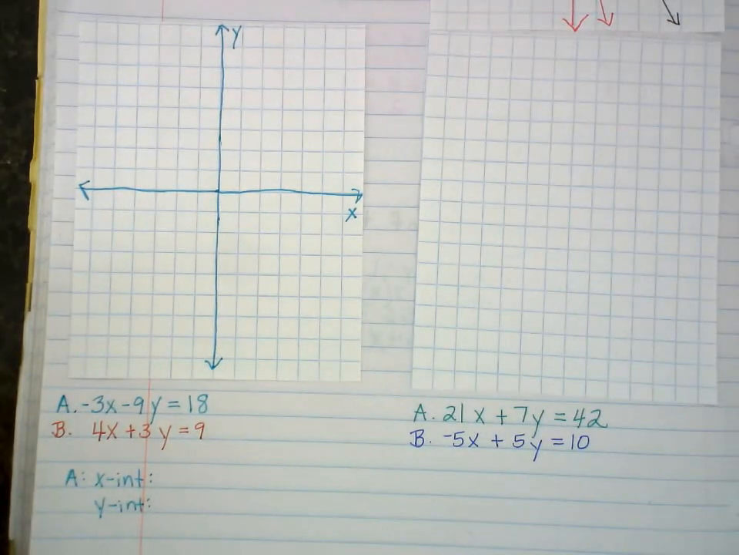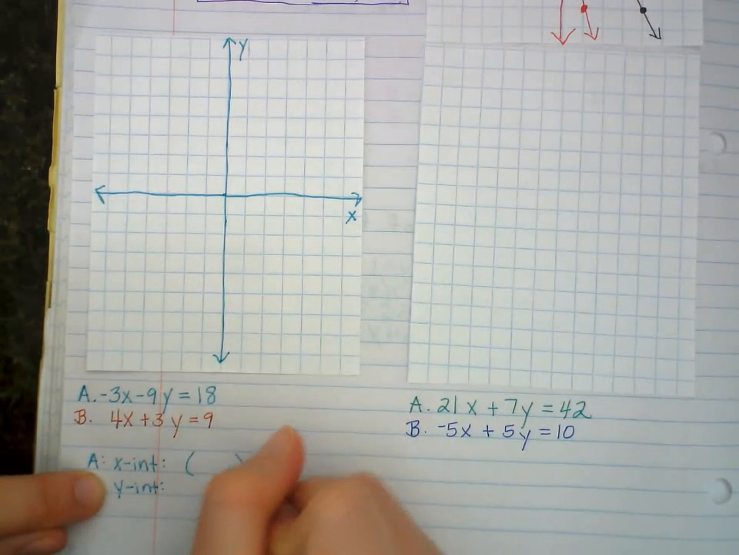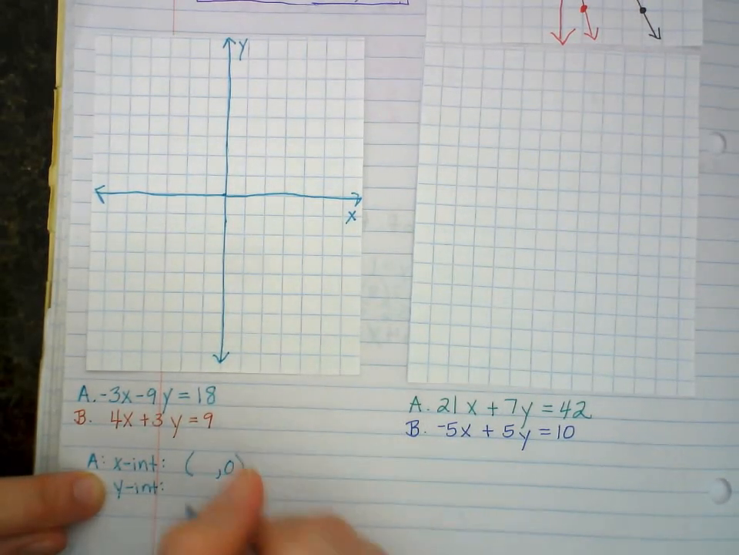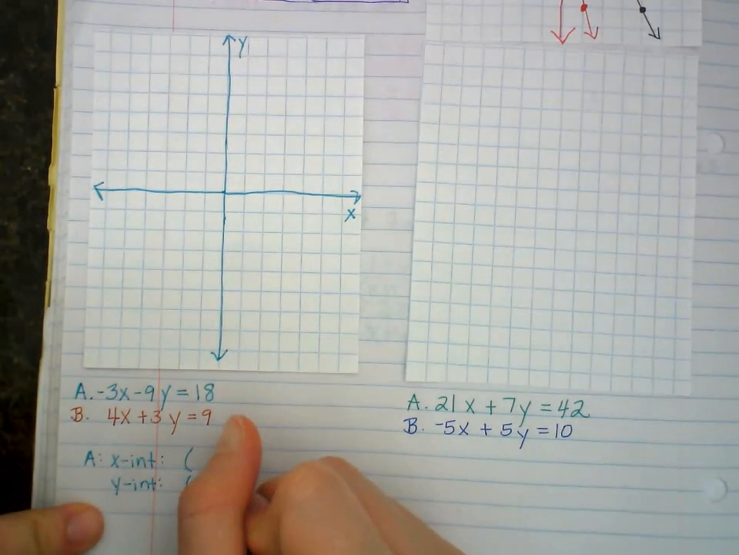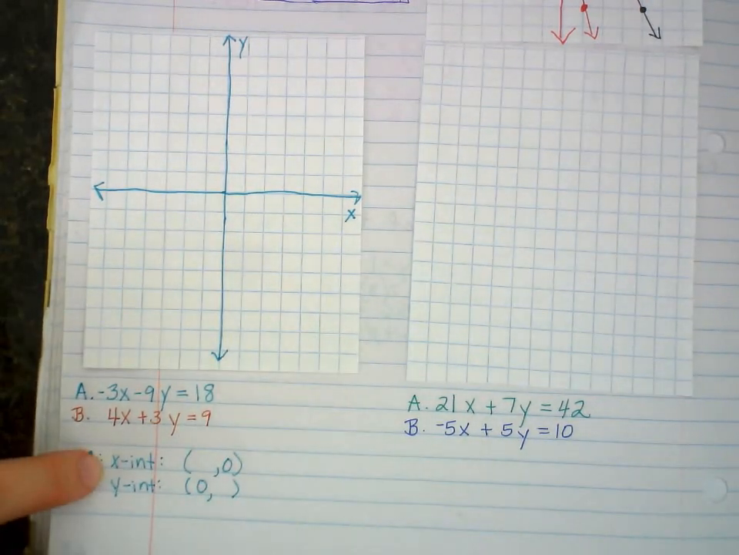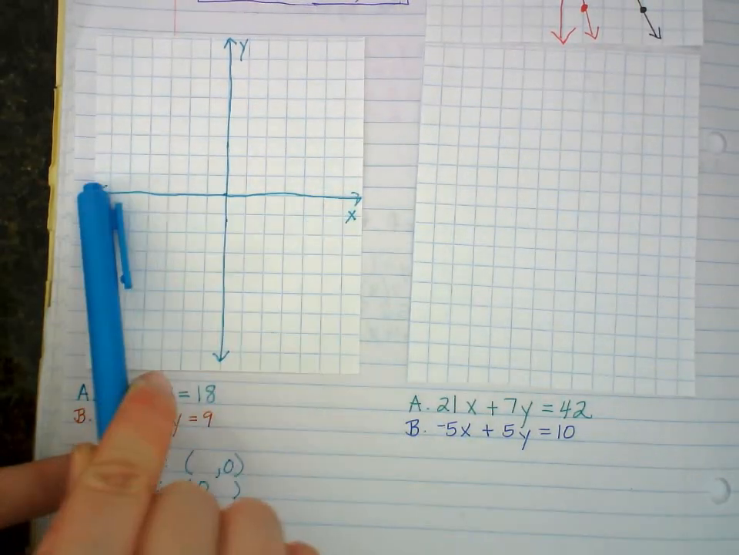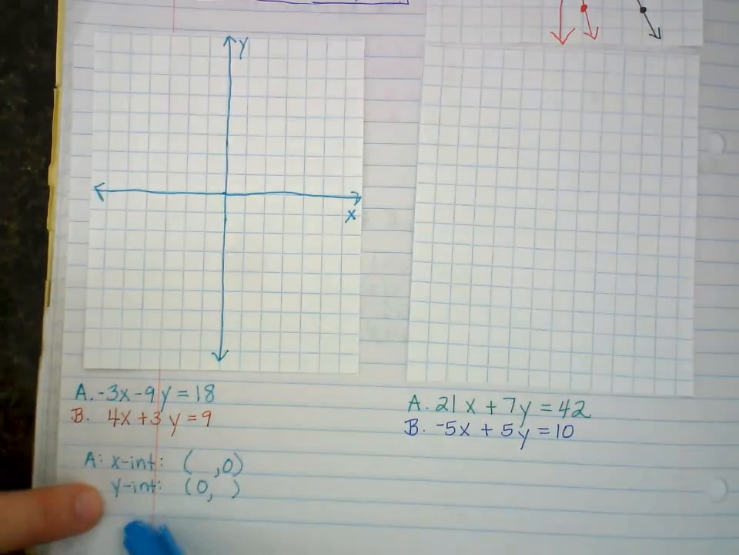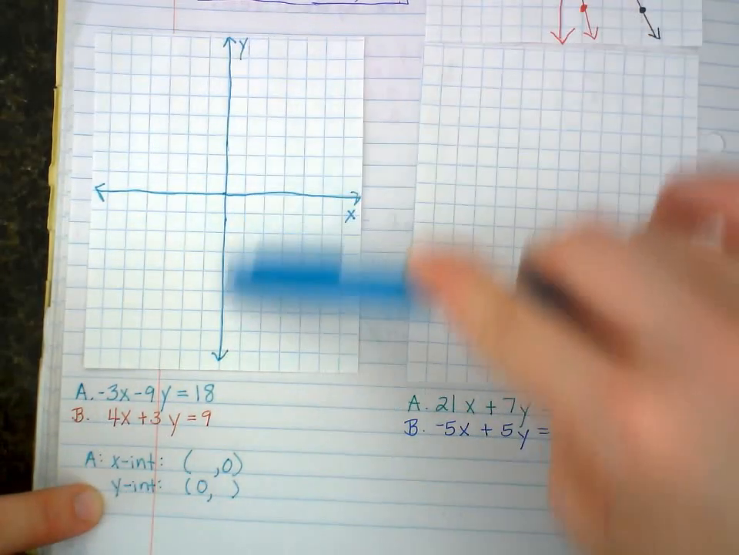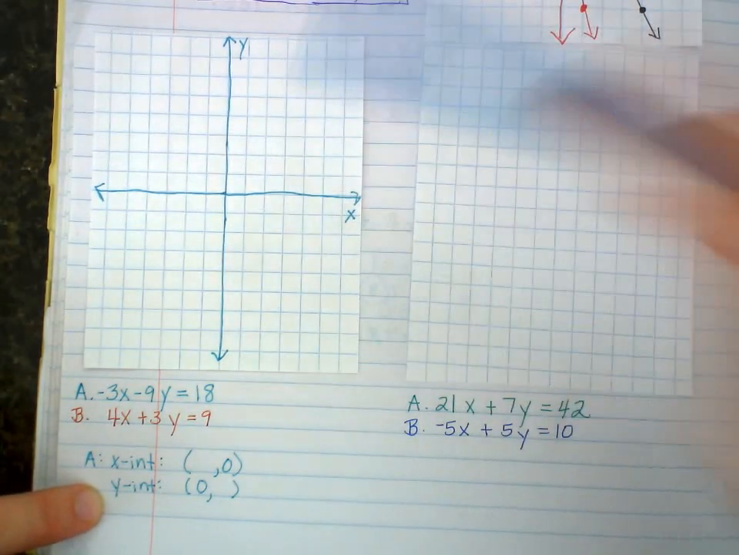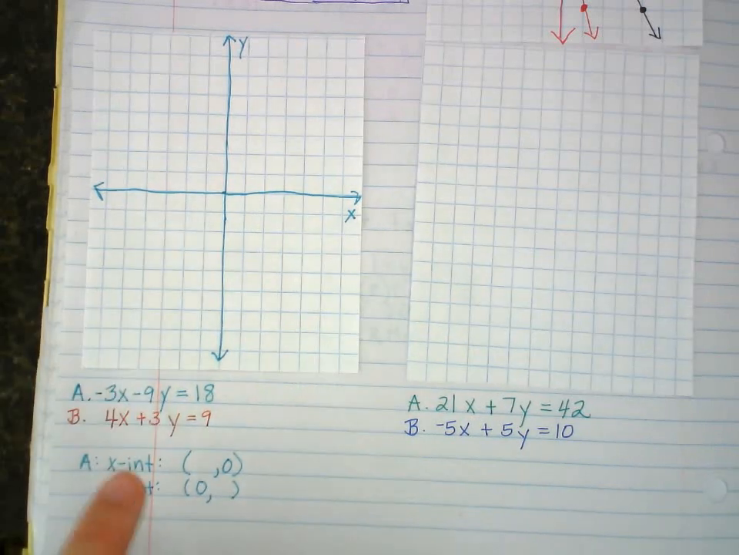So x-intercept and y-intercept. Well, we know our x-intercept is when our y is 0, and our y-intercept is when our x is 0. X-intercept, you're on the x-axis, so your y value is 0 because you don't go up or down. Y-intercept, you're on the y-axis, so your x is 0 because you don't go left or right.